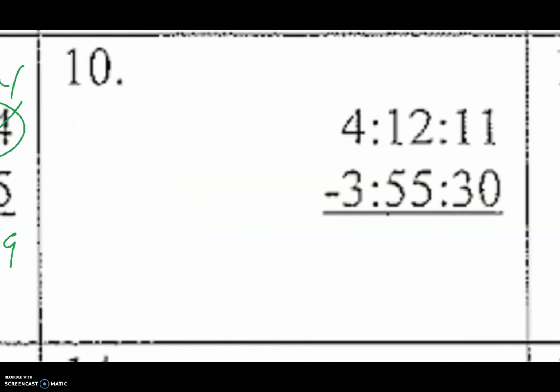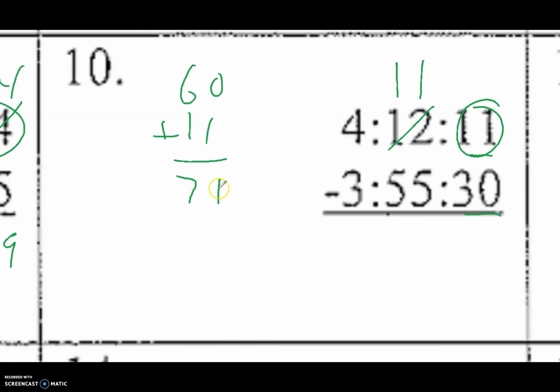All right. Let's move to number 10 here. Starting off with 10, I immediately noticed that I have 11 minus 30, which I can't do. So I'm going to cross out 12 and make that an 11. Borrowing a minute gives me 60 seconds to add to 11. That's 71. 11 becomes 71. 71 minus 30 is 41.